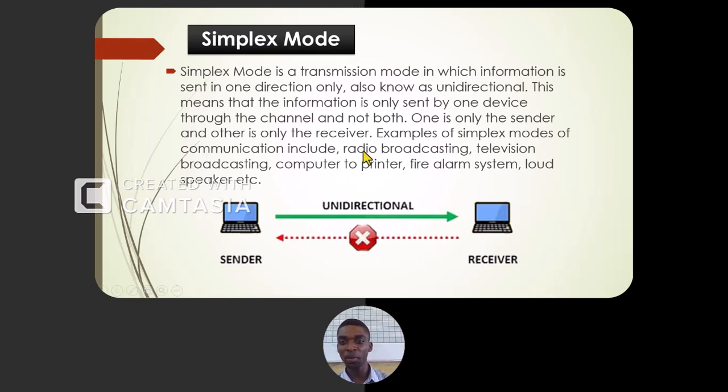Let's look at some real life examples of this mode of transmission, which is the simplest mode. One is radio broadcasting. The other one is television broadcasting, computer to printer, fire alarm system, loudspeaker, and so many more.